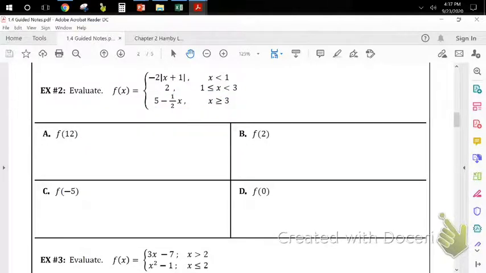So look at A. A says f of 12. Well, remember that x value then is 12. 12 is greater than 3, so that means we're going to use that third equation there. So we got 5 minus 1 half times our x, which is 12. And so we're just going to work that out. And we'll get our answer.